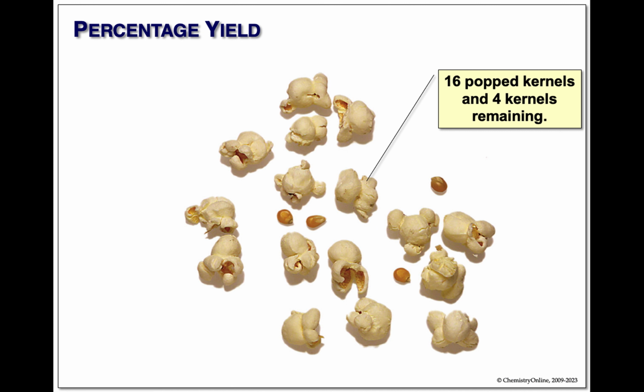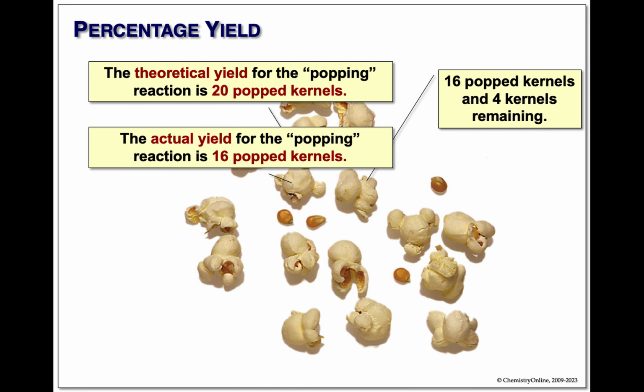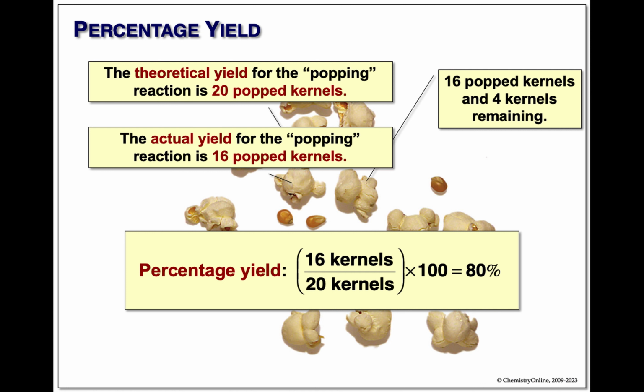Our theoretical yield was 20. Our actual yield was 16. How do we do percentage? Actual divided by theoretical times 100. This is 80% yield. Simple.